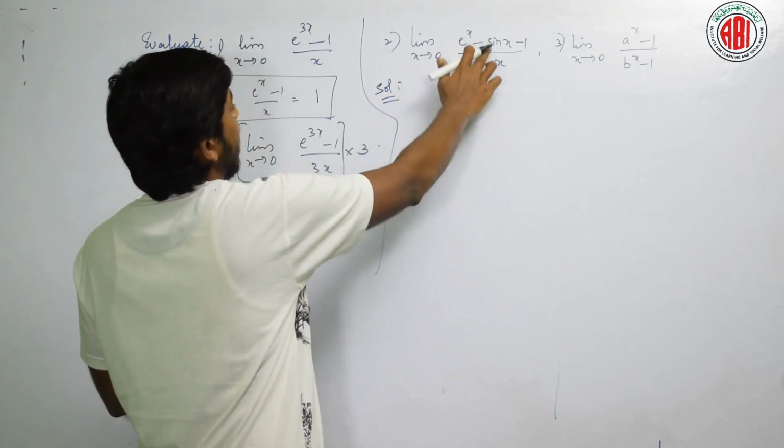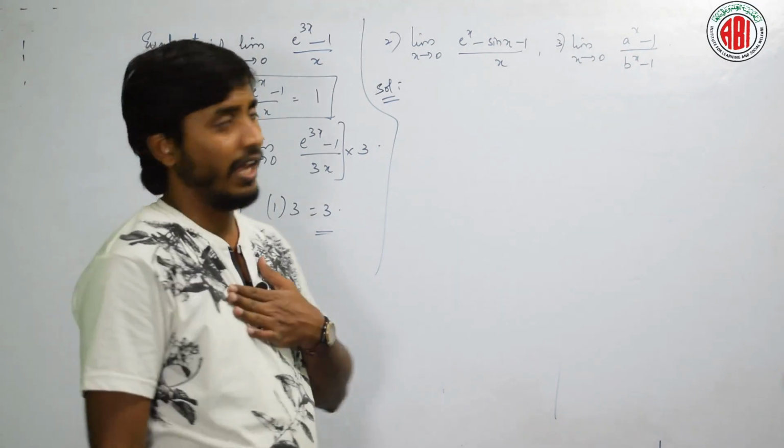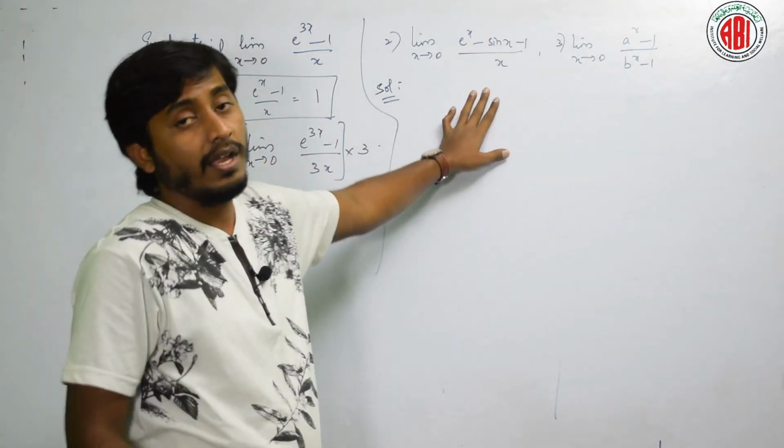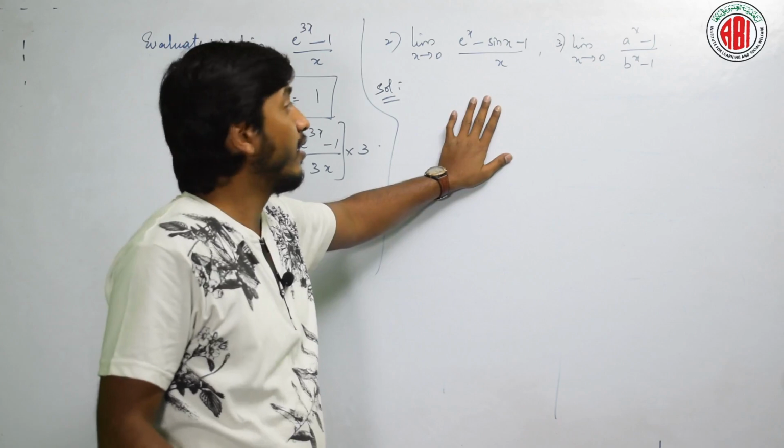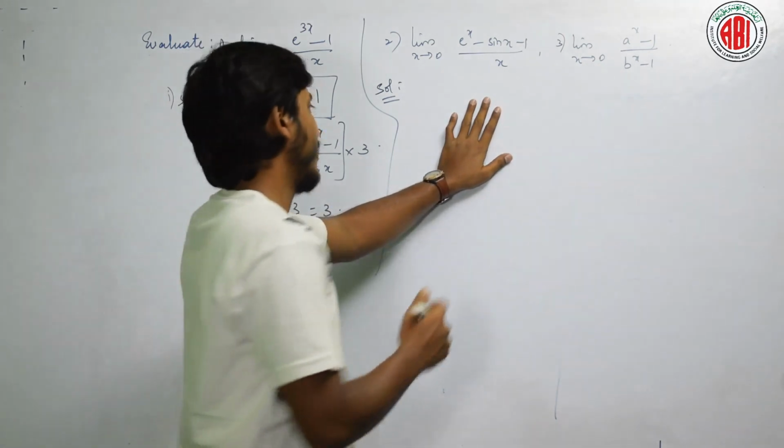See the next question. Here e power x is there, sin x is there, 1 is there, again x is there. What is the formula I know? I know (e power x minus 1) by x. I even know sin x by x. Okay, what can we do? Let us separate both.